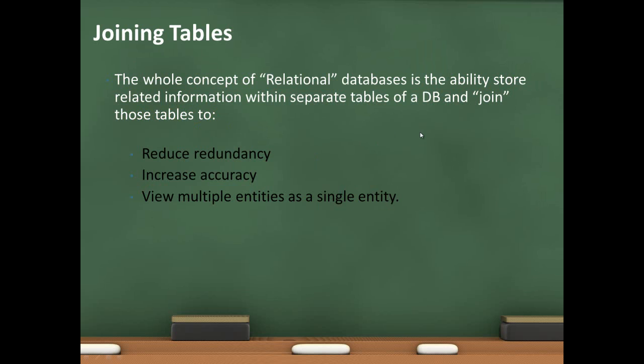As I mentioned before, one of the most important reasons that we join tables is to reduce redundancy. Redundancy means having to type in data over and over again that you don't need to. For example, if your customer orders 10 items, you don't want to have to type in that customer's name and information 10 different times. That would be redundant information, stored both in the orders table and maybe even in a customer table. At the same time, you can use joins to increase accuracy.